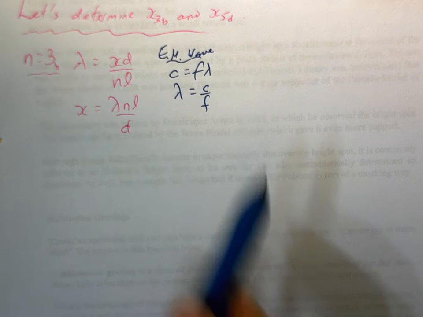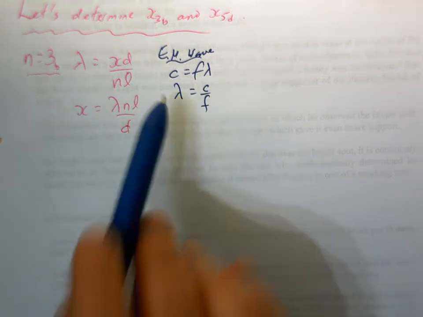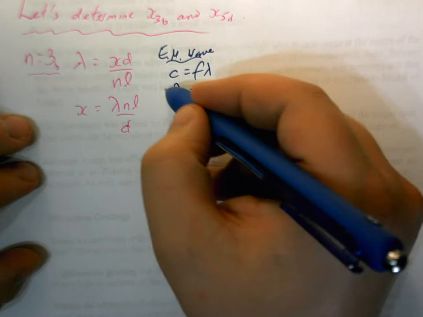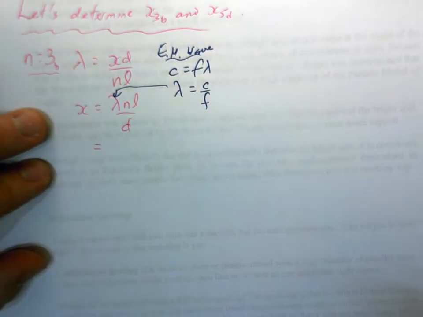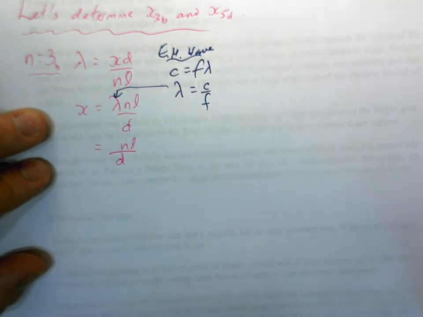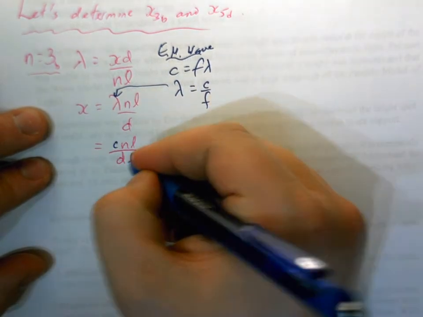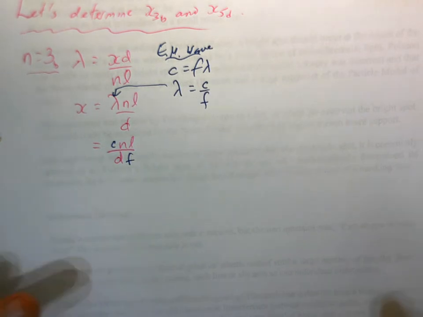So what I'm going to do, you could calculate this in advance. Like you could do c divided by f to get a wavelength. I'm just going to sub this into here. It's what I want to do, but you are free to calculate the wavelength and then do that. So I'm just going to sub that in here. So I'm going to have this equation c n l over d f. Ugly looking thing, but it should work for us.